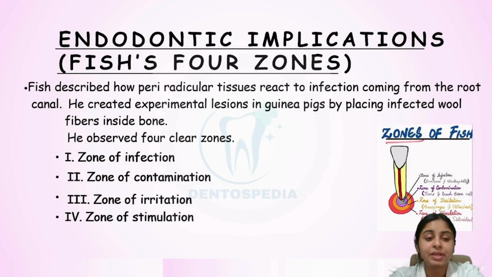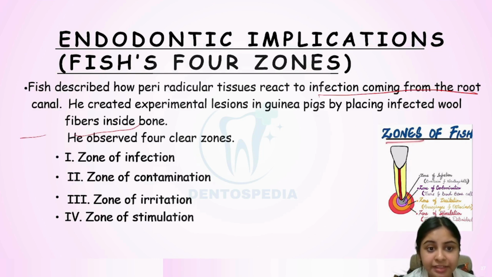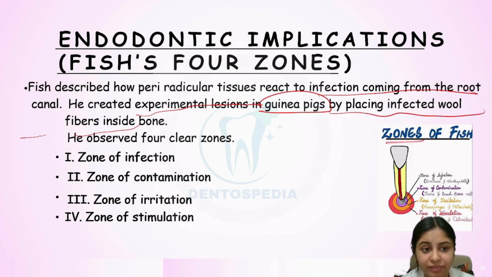Here Fish described how the periradicular tissue reacts to the infection which is coming out of the root canal, and he created this experimental lesion in guinea pig by placing this infected wool inside the bone. So let us understand in simple terms this root canal infection.